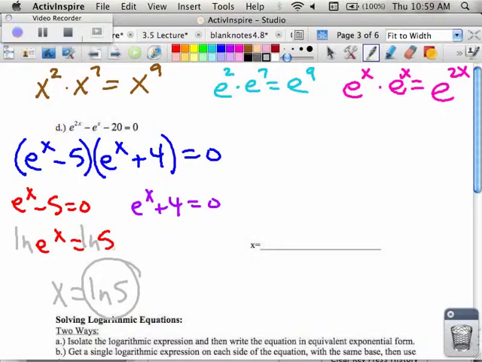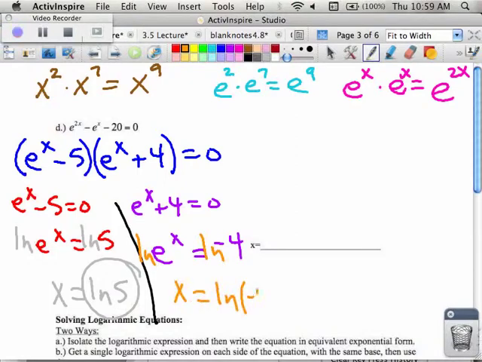If I look at the other part, and I move the number stuff to the other side, I get e to the x equals negative 4. And then I have to undo that e thing again, just like I did earlier. So I ln it on both sides. And I get x equals the ln of the negative 4. Which means, you can't have it. Can't do it. There's no solution to this.